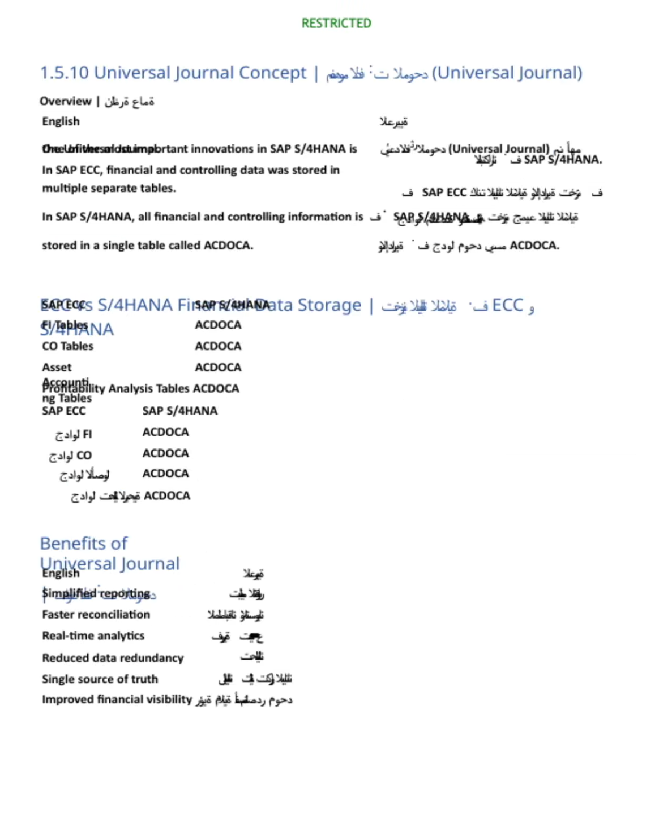One of the standout innovations in SAP S/4HANA is the Universal Journal. It brings together all financial and controlling data into a single, unified table called ACDOCA. This means simplified reporting, faster reconciliation, and real-time analytics, all from one source of truth. No more juggling multiple tables or dealing with redundant data. With this approach, financial visibility improves dramatically, giving us clearer insights and more efficient processes. It's a game changer for how organizations manage their financial information.